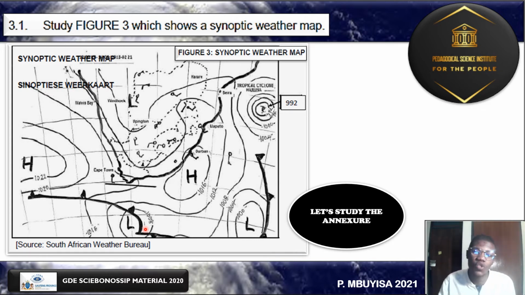That's why your high pressure cells are approaching closer to the country, and your mid-latitude cyclones start affecting the country. But the season that is shown based on evidence, it's that it's the summer season. And we can see that it's a tropical cyclone because it has the eye, and if you look at it, it has the name.